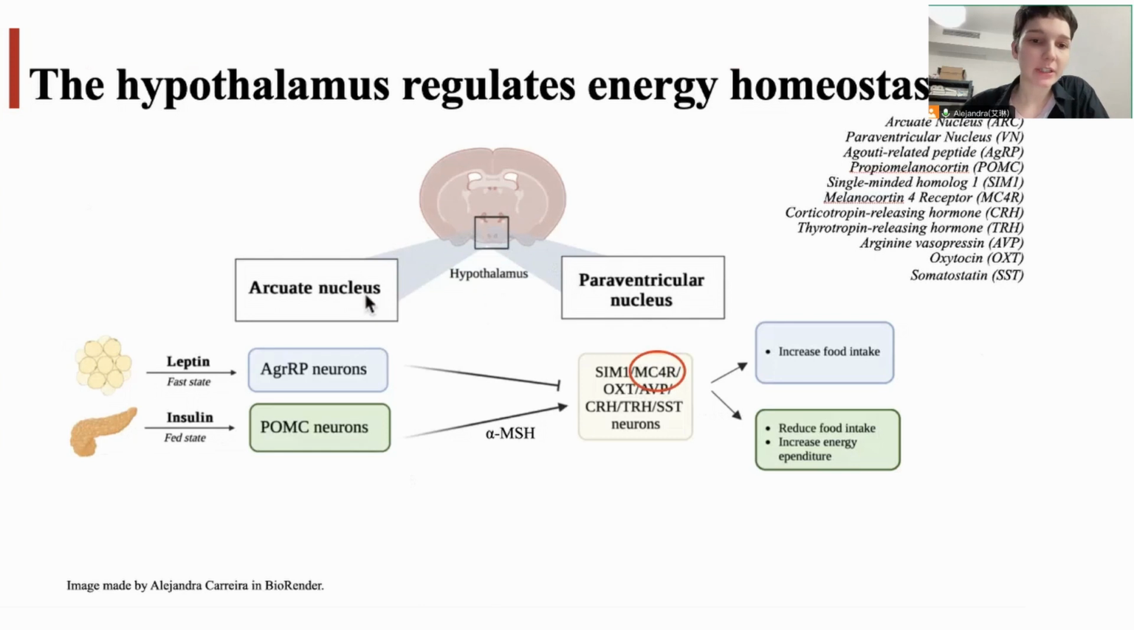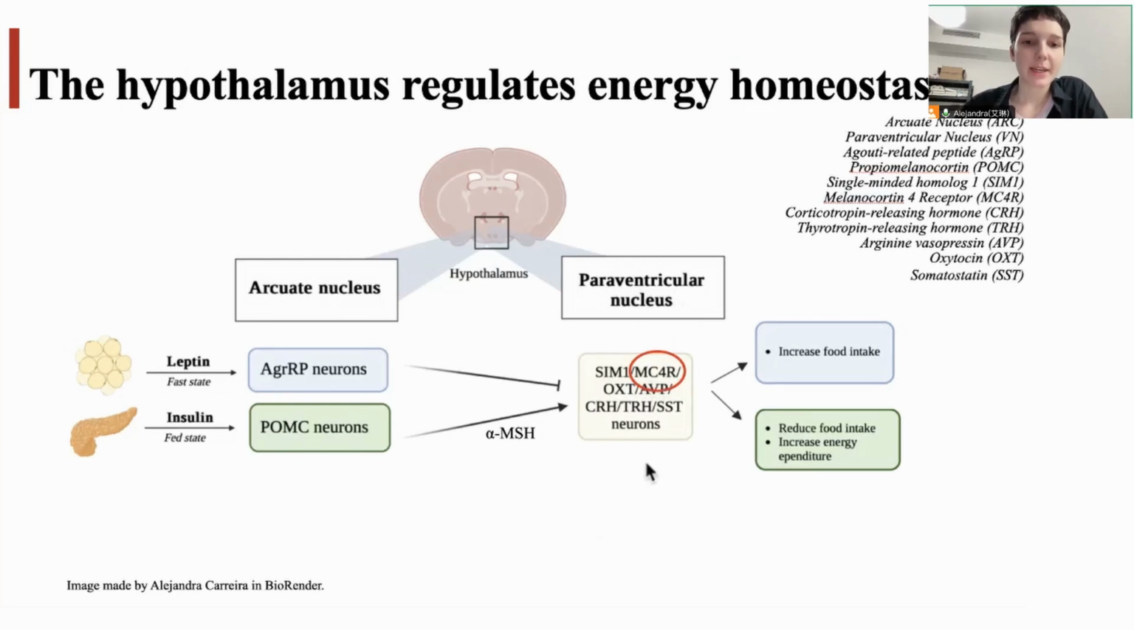In the arcuate nucleus, among other types of neuron populations, we have the agouti-related protein neurons and the POMC neurons. And in the paraventricular nucleus, among other neurons, we have the MC4R neurons. These are the melanocortin 4 receptor neurons, and we're going to focus on this.